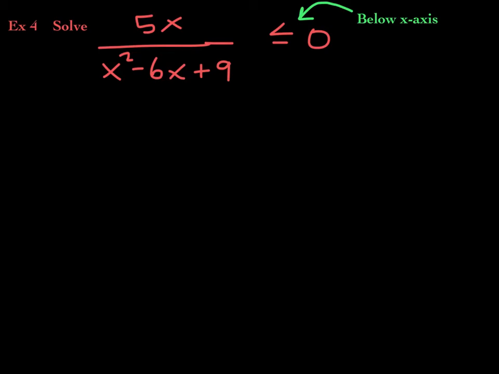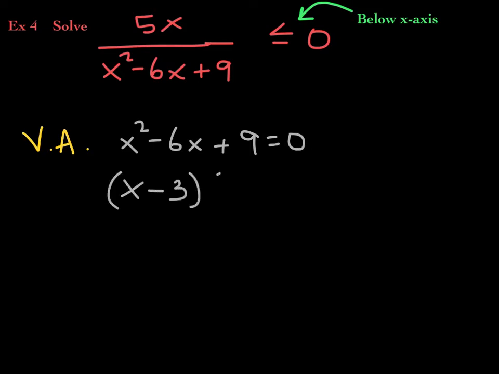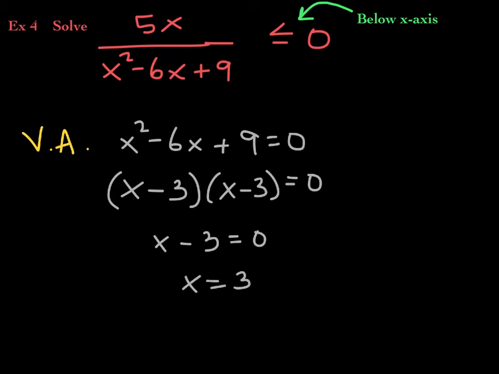Let's find our vertical asymptotes, okay? And the way you do this is by taking your denominator, setting it equal to 0, and solving. All right? Now this factors as x minus 3 times x minus 3 is equal to 0. That is to say, x minus 3 is equal to 0. x equal to 3 is your one and only vertical asymptote.